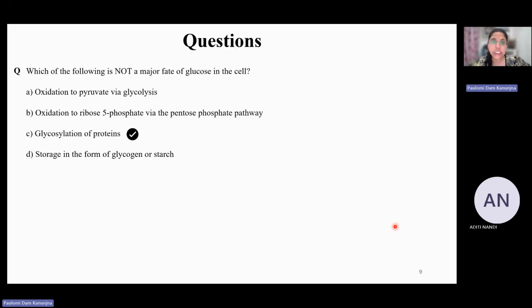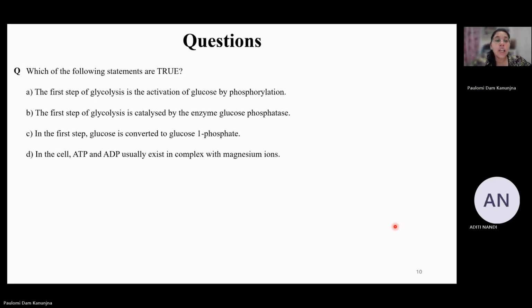Well, that was correct. Next question. Which of the following statements are true? The first step of glycolysis is the activation of glucose by phosphorylation. The first step of glycolysis is catalyzed by the enzyme glucose phosphatase. In the first step, glucose is converted to glucose 1 phosphate. And in the cell, ATP and ADP usually exist in complex with magnesium ions.